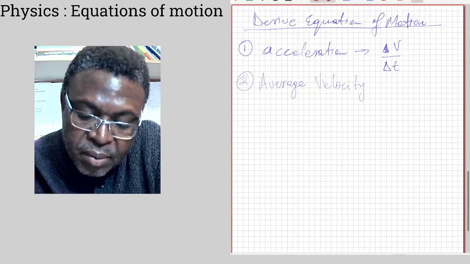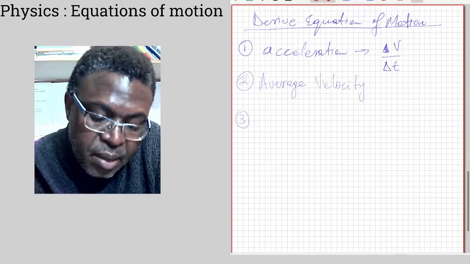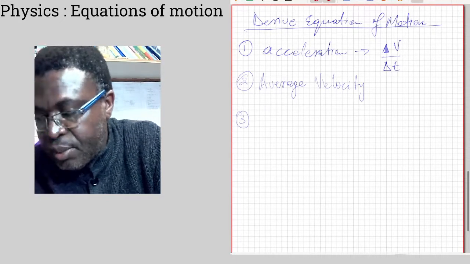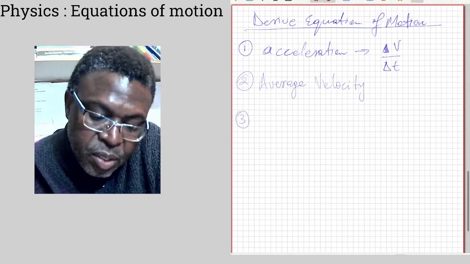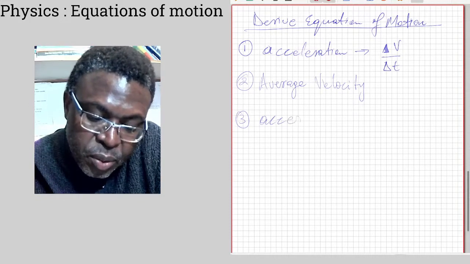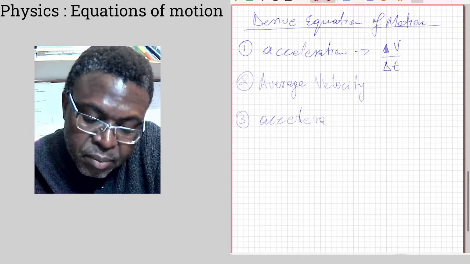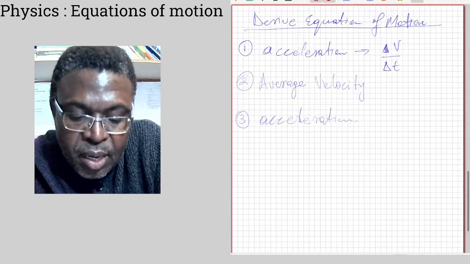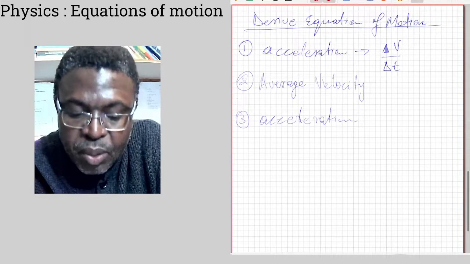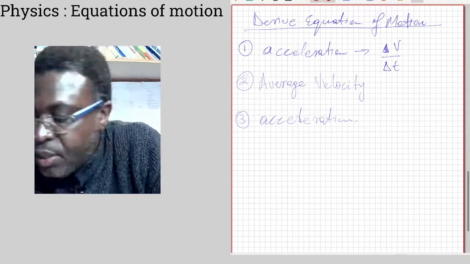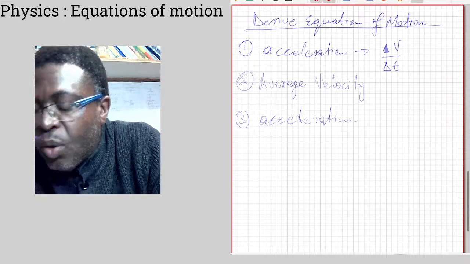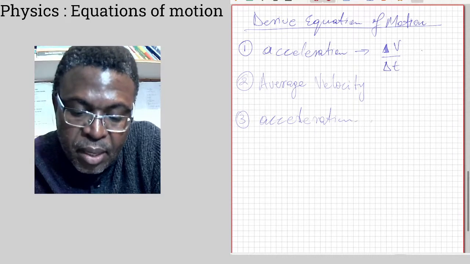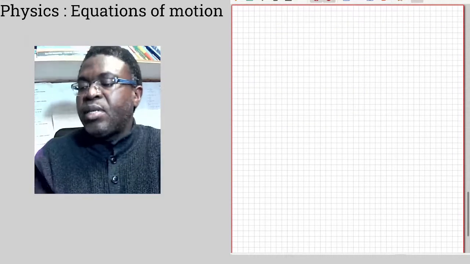At 3, we are going to talk about acceleration again. So we are going to be back to acceleration. These are the 3 equations that we will be talking about. Acceleration, we are going to use it differently in number 1 and in number 3. So let us do a demonstration now.